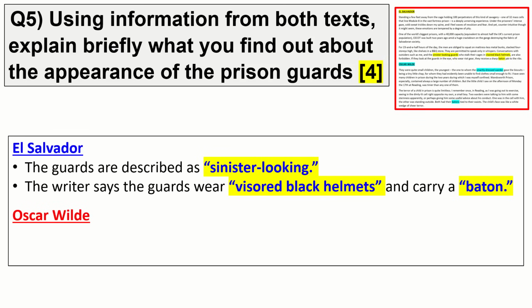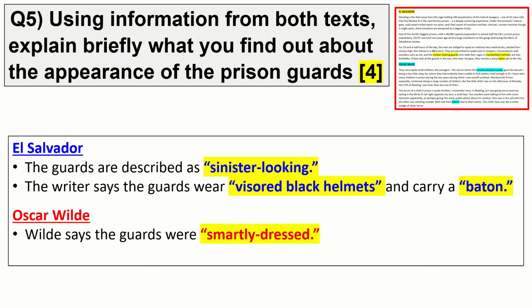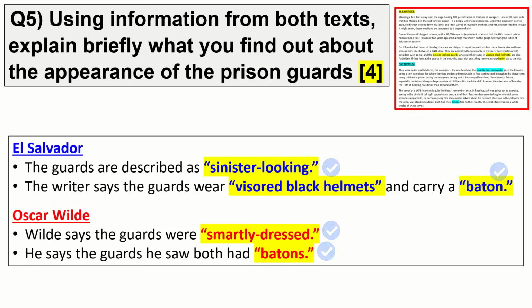The writer says the guards wore visored black helmets and carry a baton. Oscar Wilde says the guards were smartly dressed. He says the guards he saw both had batons. So I put 5 quotes in there. I didn't need to. I could have just put 4, but I just thought, well, if I mess one up, I've got one in reserve.